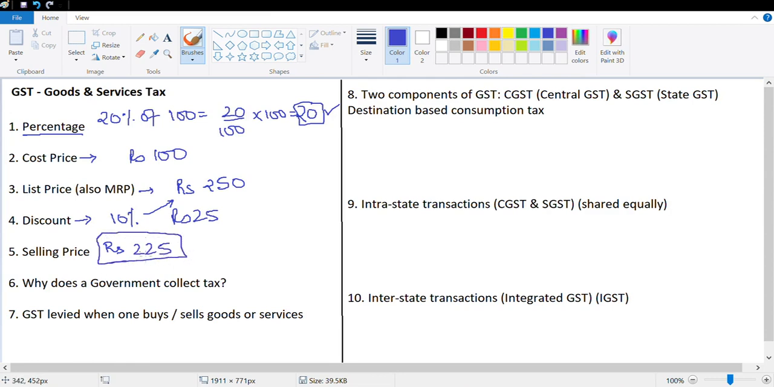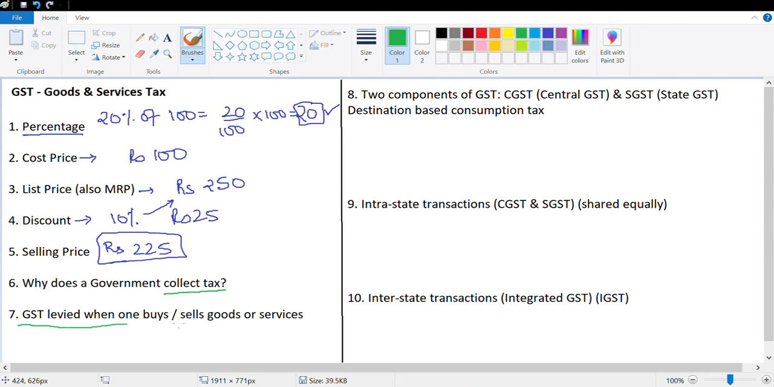So I have quickly revised a few concepts that we've done earlier. Let's figure out, why does government collect tax? The government collects tax to pay for the various services which the government provides in the form of roads, safety, security of the country, water, electricity. Those are various things for which government collects tax.